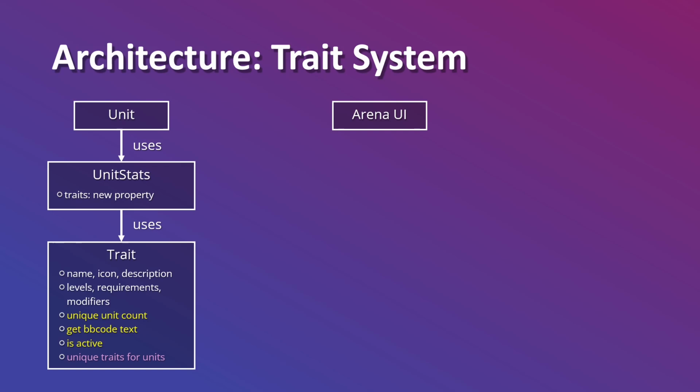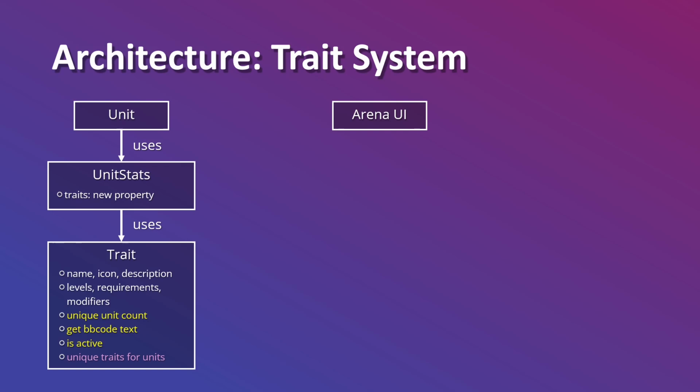We'll also have a couple of methods we can use for trait resources. The first will be getting the unique unit count from an array of units, meaning counting how many units from an array possess that trait. We'll also have a helper method called getBBCodeText, which we'll use in the UI for highlighting purposes. And we'll also have a simple Boolean method called isActive, which will return true when the minimum number of units for the requirement is met.